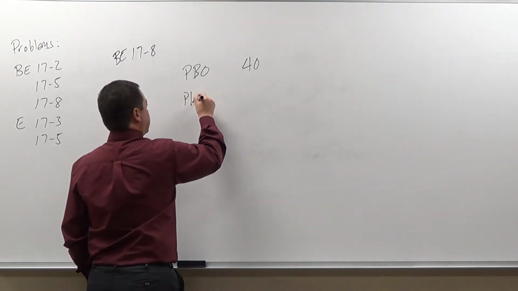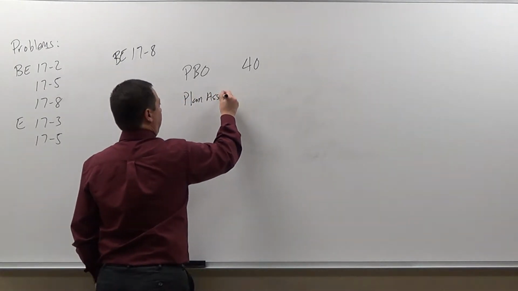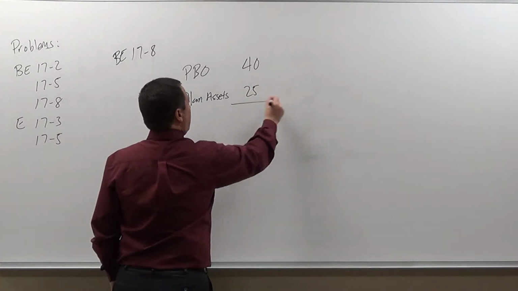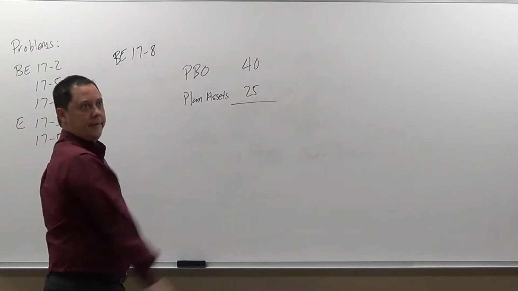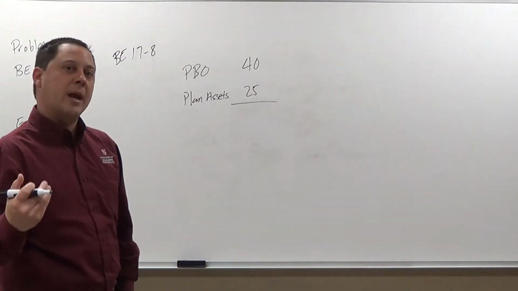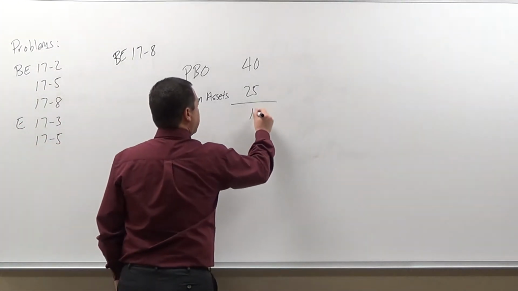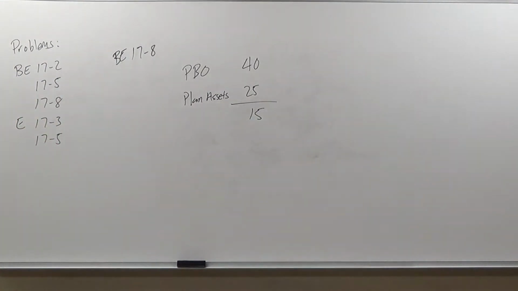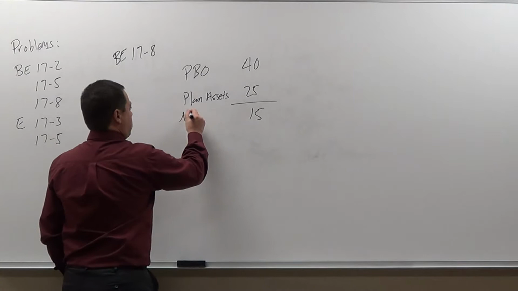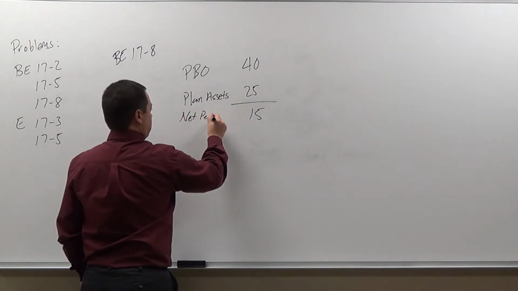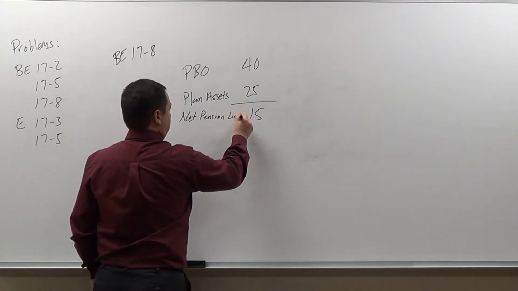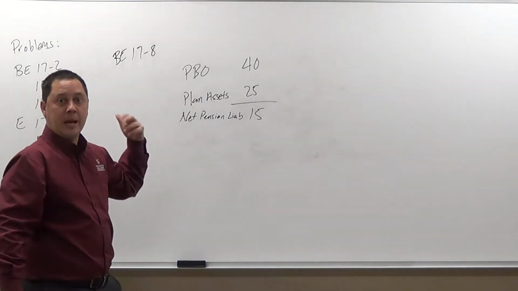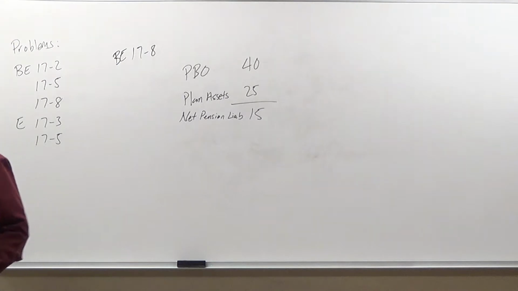Our plan assets, the first part of the problem here, is 25 million. So we have 25 million to pay 40. So we have a difference there of 15 million. That is going to be our liability. That's our net pension liability that we will have. Pretty simple. You know what your PBO is, your plan assets, and then you figure out if it's a liability or an asset.